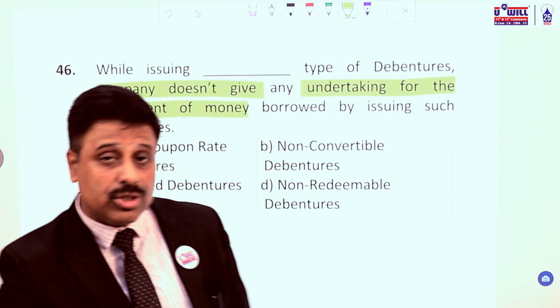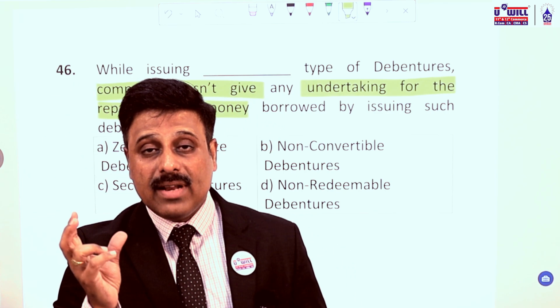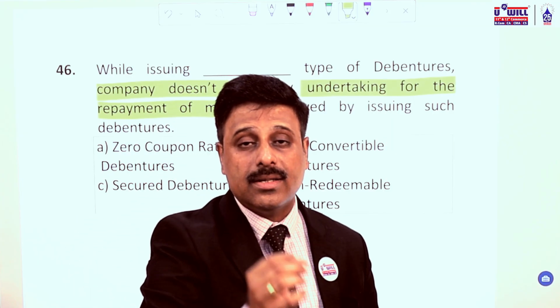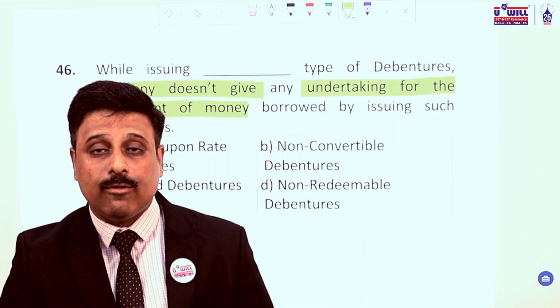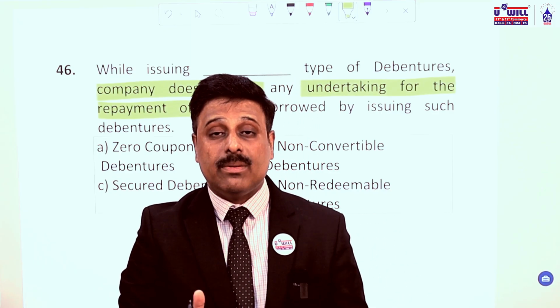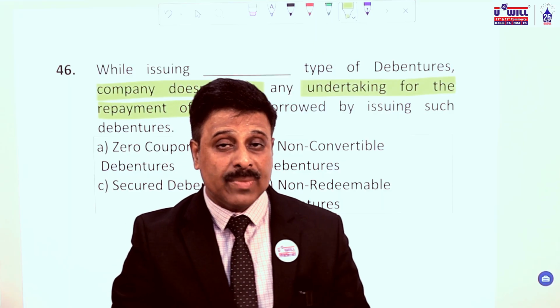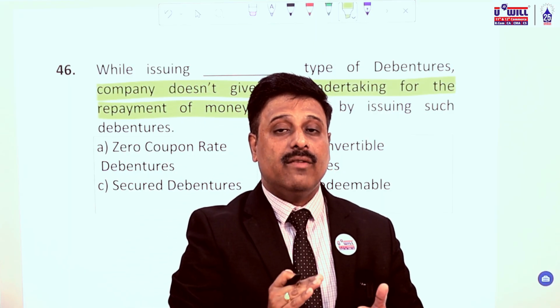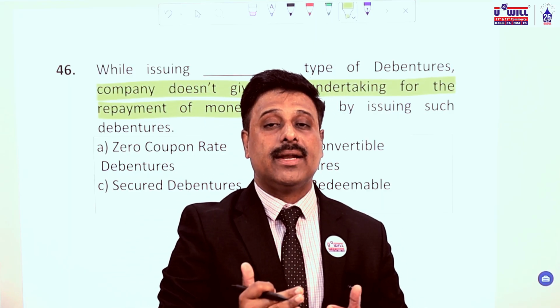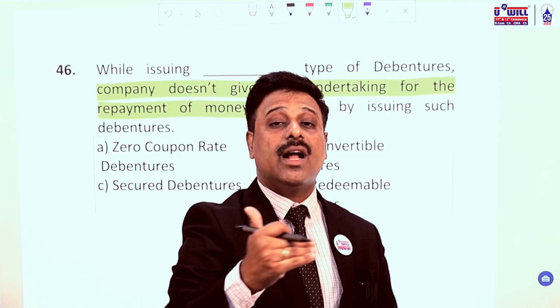Normally, whenever we issue debentures, we have to give the undertaking, take the responsibility that we will repay the money after 5 years, 6 years, 7 years. And what is the Companies Act 2013 law in case of debentures? The maximum redemption period of debentures can be 10 years in India. So whenever we issue debentures in the public, we have to mention we will be repaying the money after how many years.